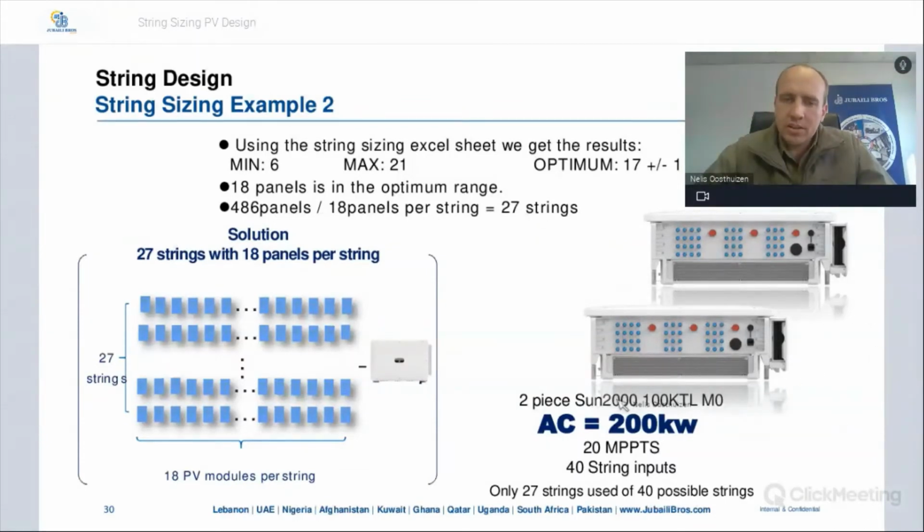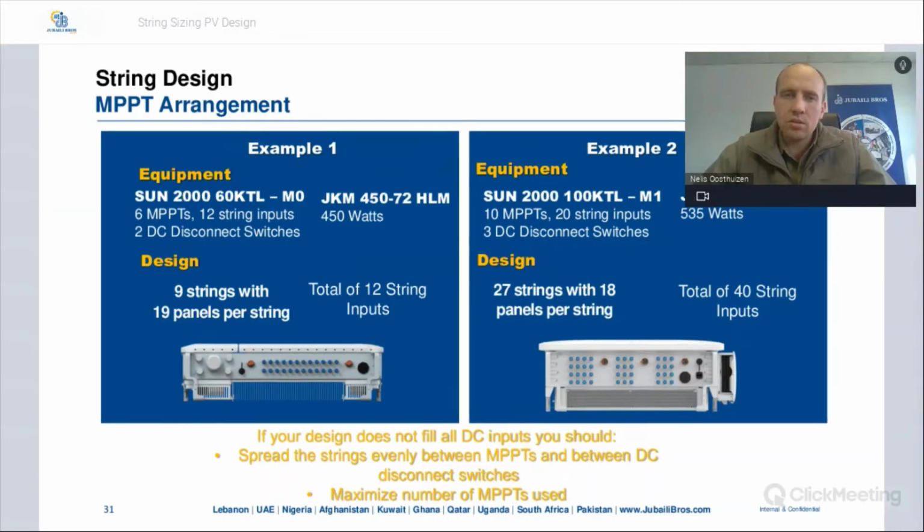So specific to the 100 kTL, the 100 kTL has got 20 inputs. So for the 2 of them, you've got 40 inputs. You're only using 27 out of the 40 inputs. So again, you're all good and you can continue using that.